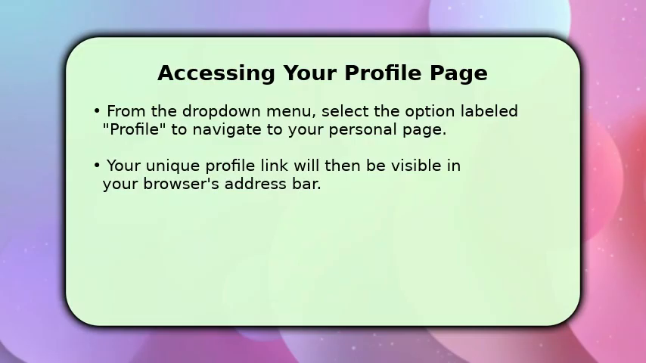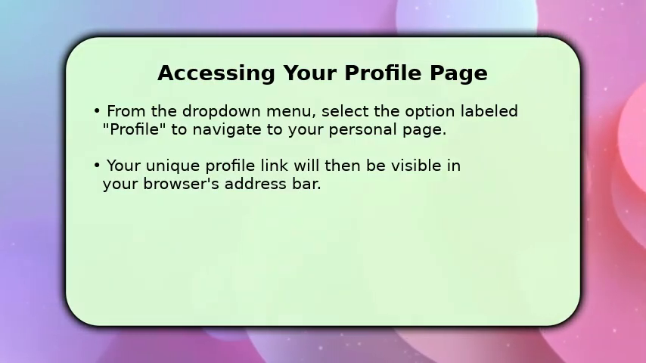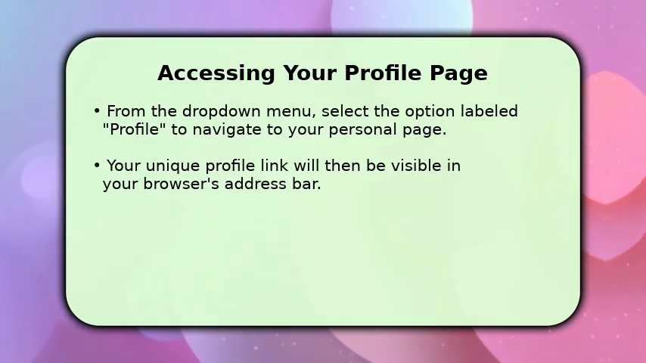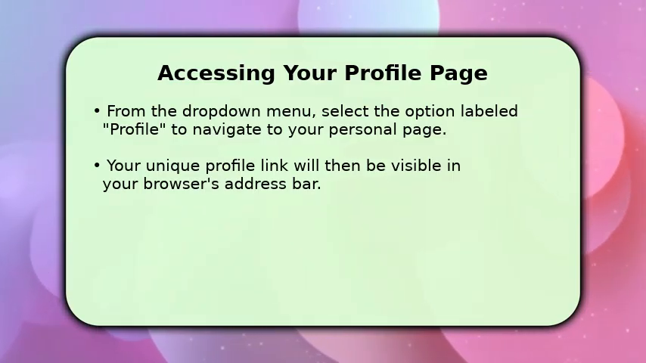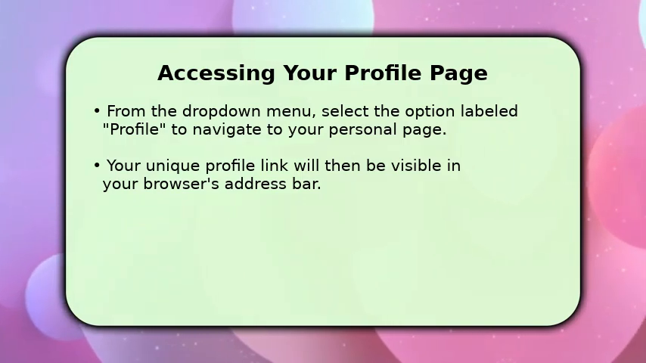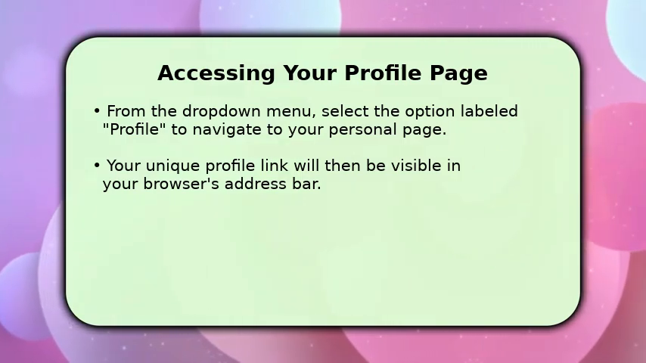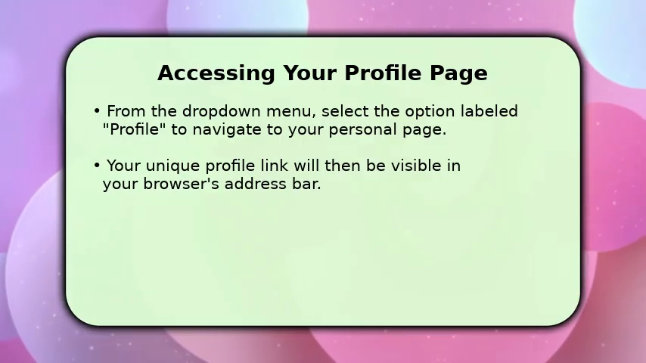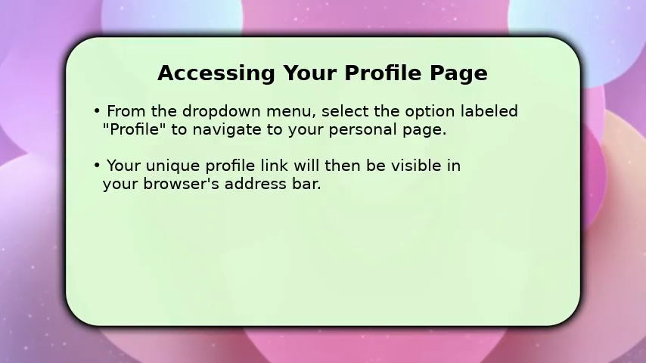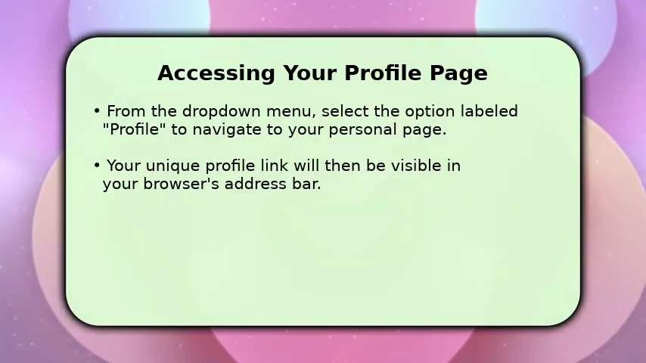After clicking your profile icon, a menu will appear. Find and click the option that says Profile. This action will take you directly to your personal Medium profile page, showcasing all your published stories and activity. Once on this page, look at the address bar at the very top of your browser window. Your unique profile link is displayed there.